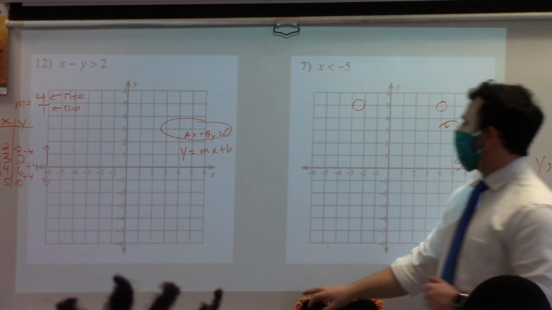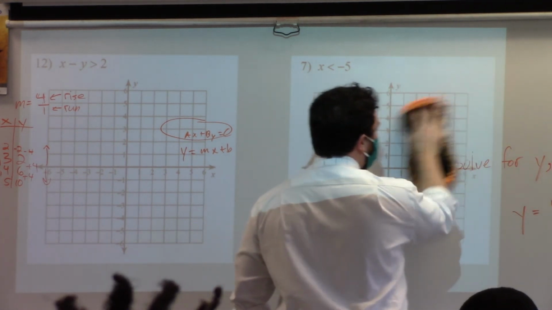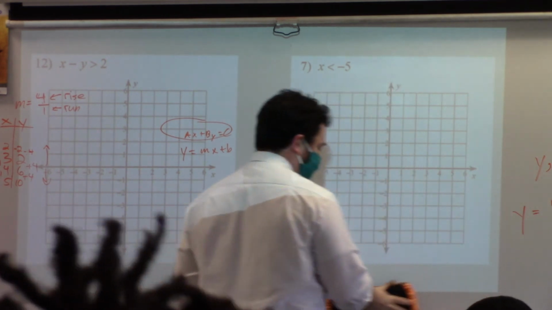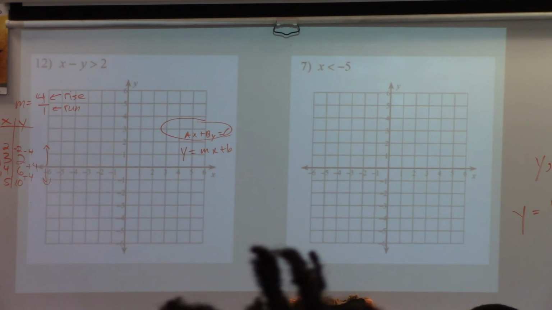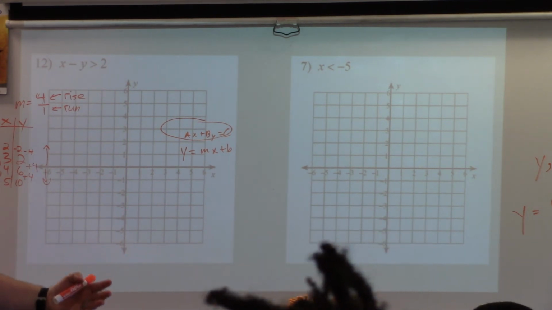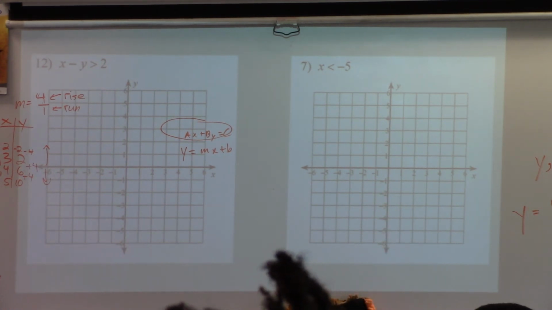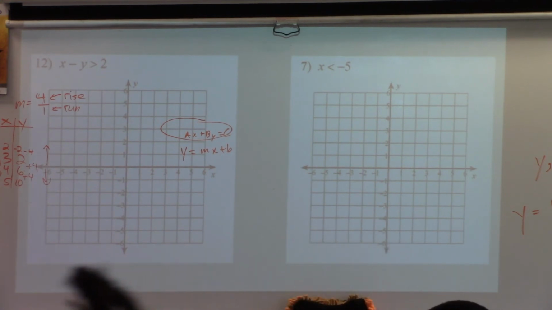All right, let's look at this really quickly. Now, number 7. First off, this should kind of freak you out. That's okay. There's a reason that we're using these resources. What's different about number 7? It doesn't have a y. It's just an x, right? But this is still valid. Which resource could you use?